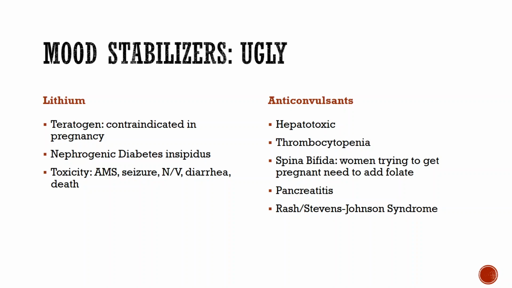And our anticonvulsants have a potential to be hepatotoxic and can cause some thrombocytopenia. Also, women trying to get pregnant really need to add some folate when it comes to the anticonvulsants. It's not necessarily contraindicated. They'll use a risk-benefit analysis for our women that are trying to get pregnant, but they do need to add some folate there. And then it can cause pancreatitis, potentially, and a rash, or Stevens-Johnson syndrome.